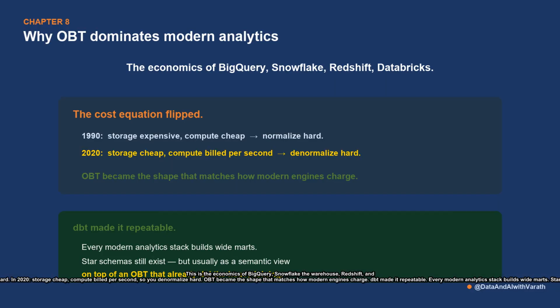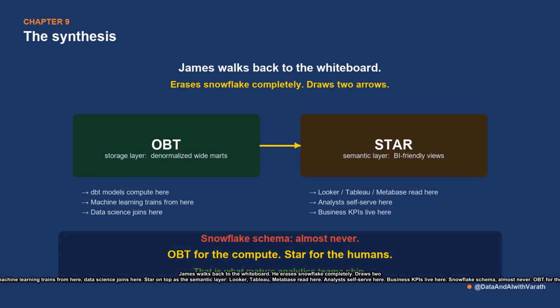This is the economics of BigQuery, Snowflake the warehouse, Redshift, and Databricks. The cost equation flipped. In 1990, storage expensive, compute cheap, so you normalized hard. In 2020, storage cheap, compute billed per second, so you denormalize hard. OBT became the shape that matches how modern engines charge. DBT made it repeatable. Every modern analytics stack builds wide marts. Star schemas still exist, but usually as a semantic view on top of an OBT that already did the heavy joining.